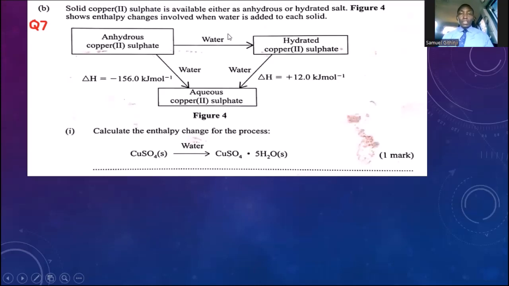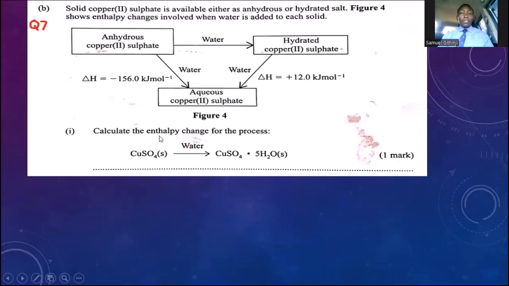Okay, so this is hydration. Then again you heat, dehydration there. This you can dissolve direct. Now calculate the enthalpy change for this process.